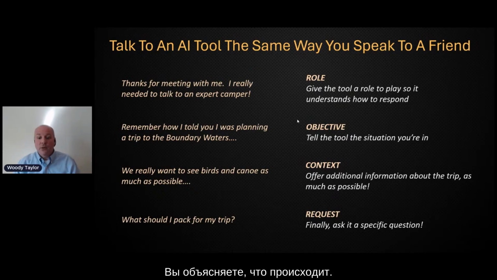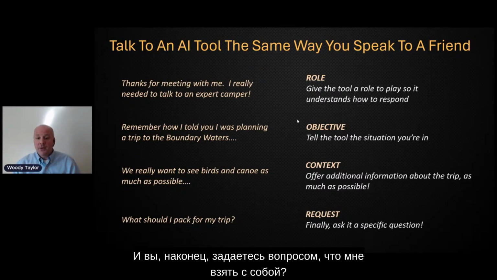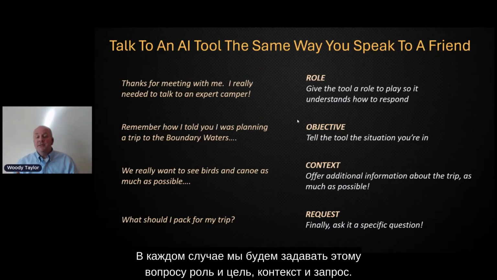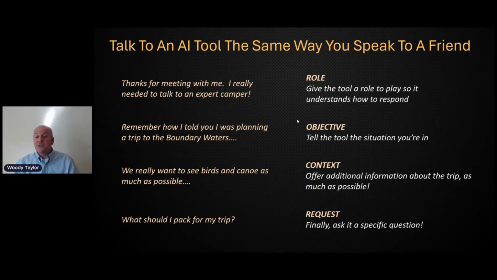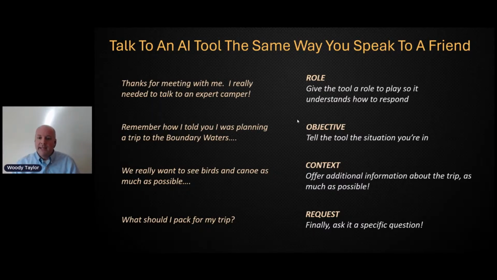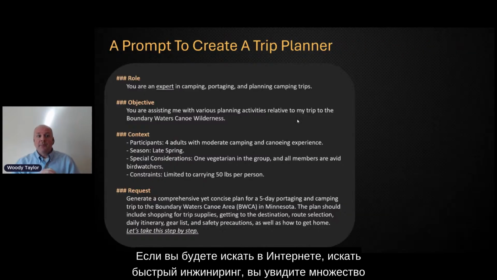So you finally get to that question, what should I pack for my trip? In each case with this prompt, we're going to give the question we're going to ask Perplexity a role, an objective, context, and a request that we want it to perform. Now, there's lots of different ways to do this within these tools. If you search the web for prompt engineering, you'll see a lot of different formats. But in general, this is the simple one that I like to show audiences because it makes sense without being too off-putting or too technical. So let's see what a prompt looks like.